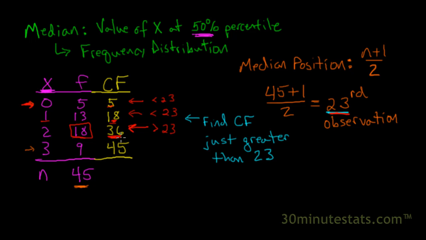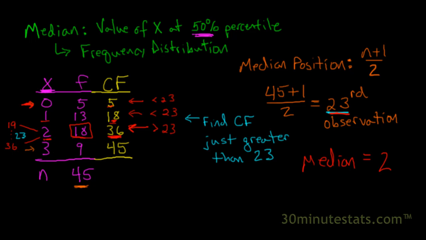But there are 36 observations with a value of 2 or less. And so what that means is that observations number 19 to 36 all have the value of 2. And somewhere in there is the 23rd observation. So in this case then, we would say that the median has a value of 2. And we know that because we know that the 23rd observation lies in the category where x equals 2.